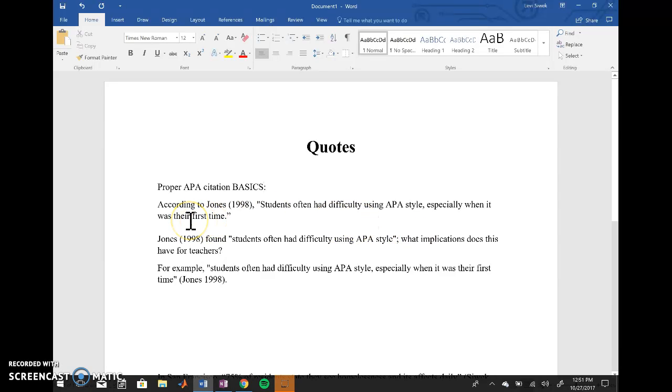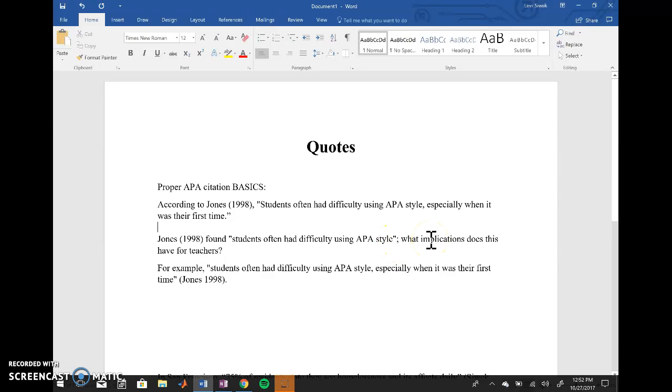One way to cite your sources is to do it like this in this first example. You can say, according to Jones, who is the author, and then in parentheses, put the year that the article was written, and then go into your quote. So you can say, according to Jones (1998), students often had difficulty using APA style, especially when it was their first time. Another way to do it is to say, Jones (1998) found students often had difficulty using APA style.